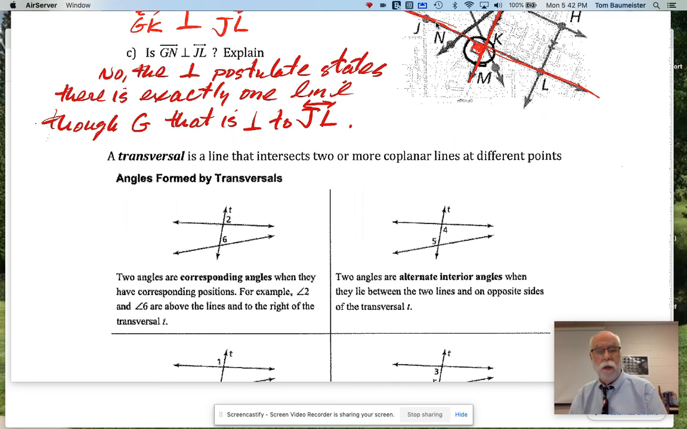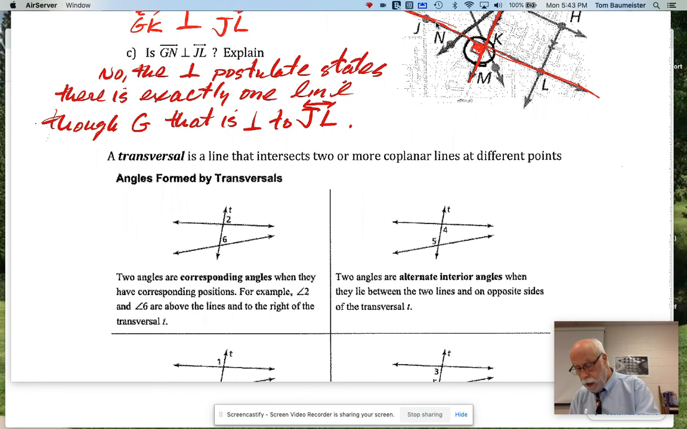But again, we're going to look at the angles that are formed by a transversal. I'm going to show you what we should see here, and it should help. Two angles are corresponding angles when they have corresponding positions. For example, angle 2 and angle 6 are above the lines and to the right of the transversal T. So what they're saying is I have one right here that corresponds to the same one there. Notice they're both on the top of the line and on the right side of the transversal. An easy way to remember these, ladies and gentlemen, is I'm going to show you 3 different ways that you can see them.